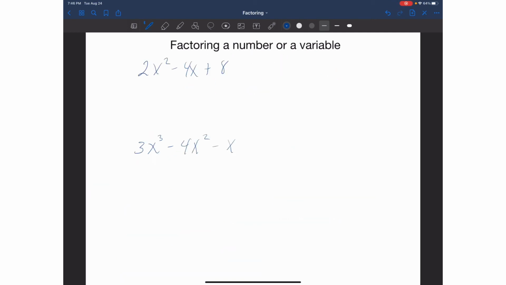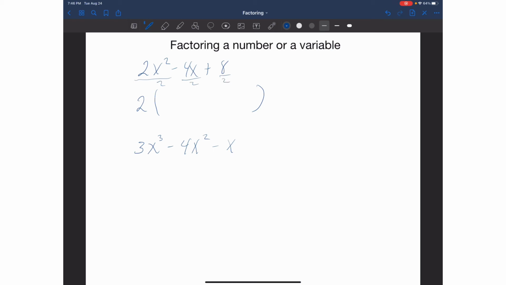But you can factor out a number, you can factor out a variable, or you can factor out both. So as you can see in this example, 2x squared minus 4x plus 8. If we look at only the coefficients, we notice that they're all factors of 2. When that happens, you can actually factor out a 2 to the front. And then imagine that you're kind of like dividing each piece by 2 by bringing it to the front.